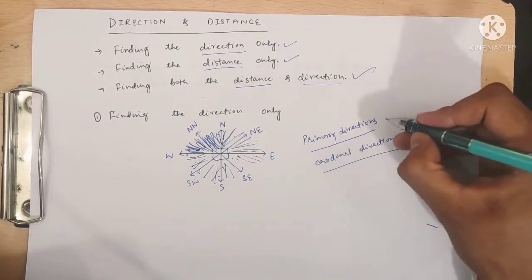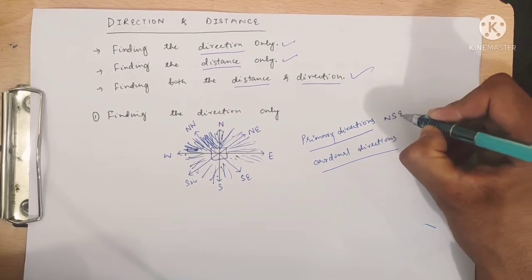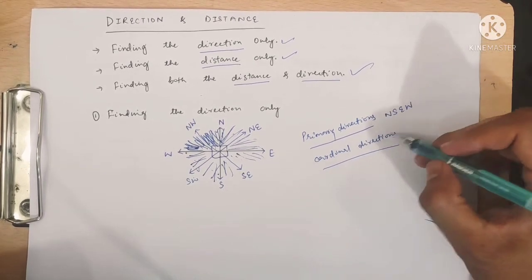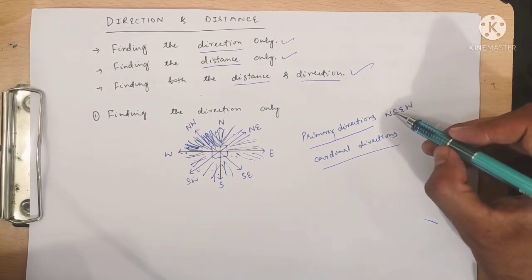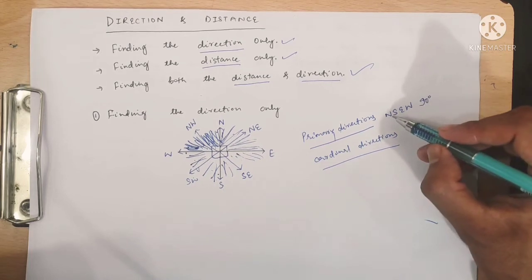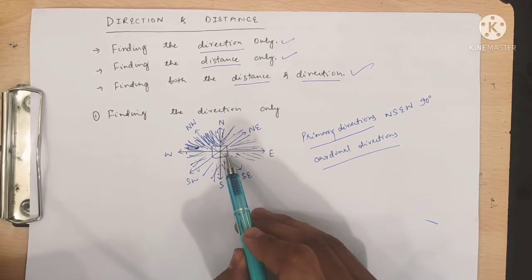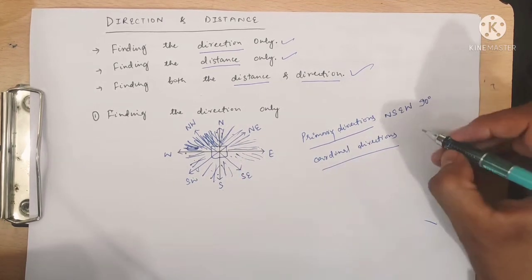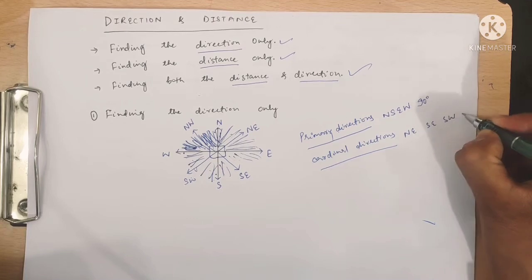So now we'll learn the primary directions: north, east, south and west. Let me tell you one thing, that there's a 90-degree angle between each primary direction. North and east have a 90-degree angle between them. The cardinal directions are northeast, then southeast, then southwest, then northwest.